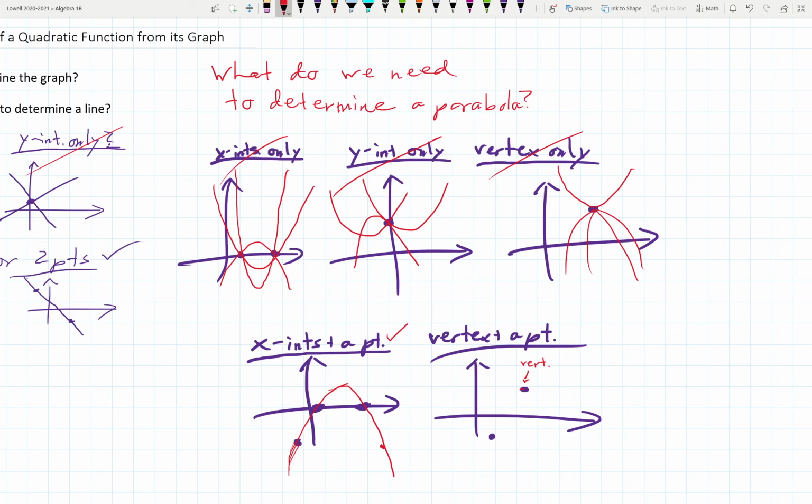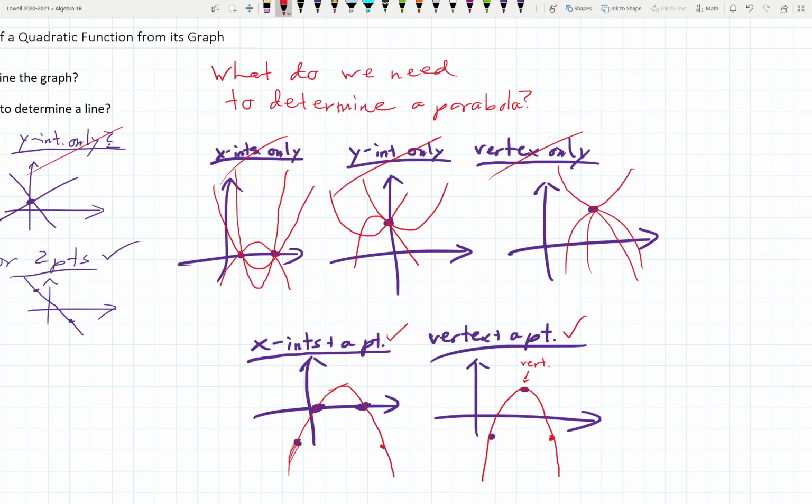And the vertex with a point is also enough. If I had the vertex here, it has to only curve a certain way. It can't go all the way out here, or it can't be like this. There's only one specific curvature or curviness to actually hit that second point there. And since it's symmetric, once again, we know that the mirror image is over here, and it has to look like that. So yeah, if you have the x-intercepts plus a random point, you're good. If you have the vertex plus a random point, you're also good.